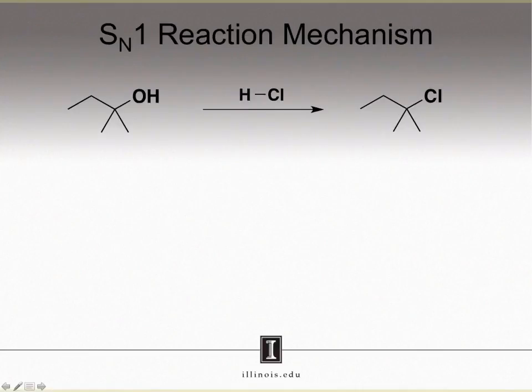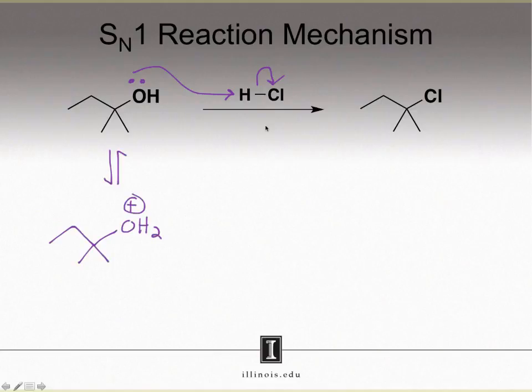Now let us show this mechanism in action. You will be taking T-amyl alcohol, also known as 2-methyl-2-butanol, and exposing it to hydrochloric acid. What will happen is the alcohol will be protonated using the acid, to form a much better leaving group.